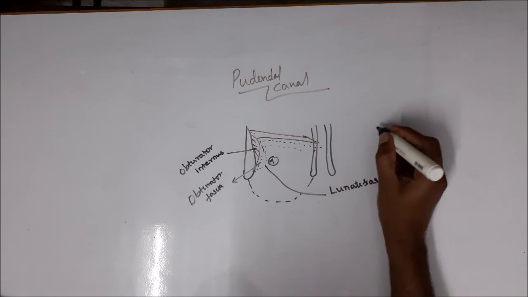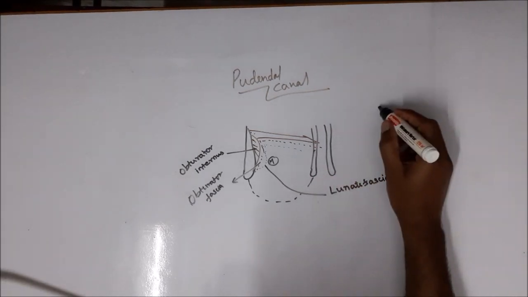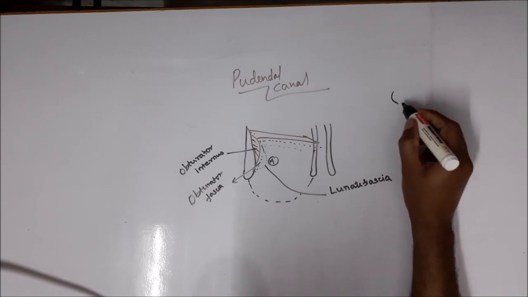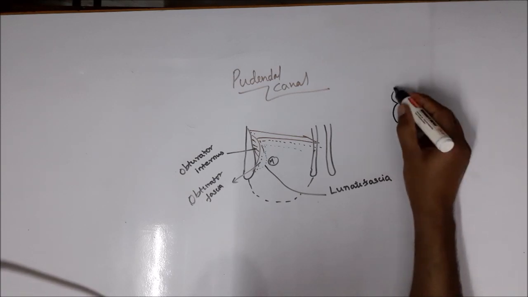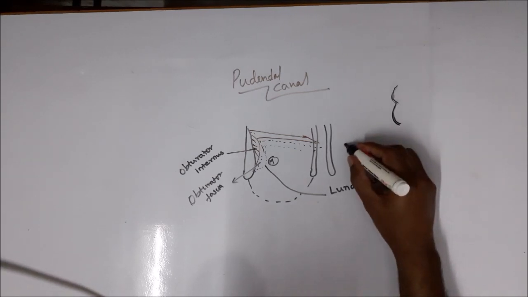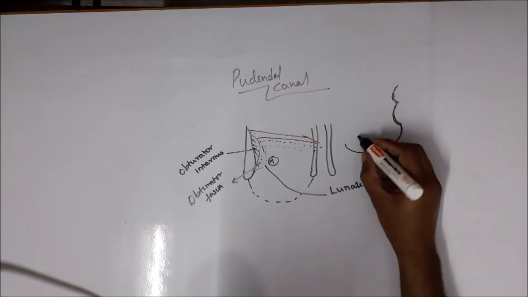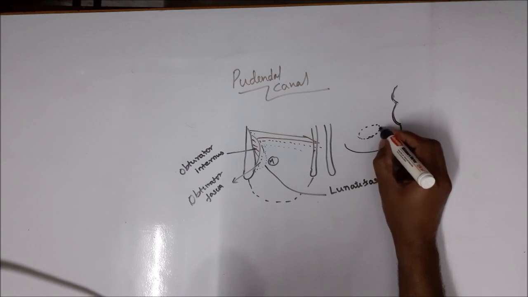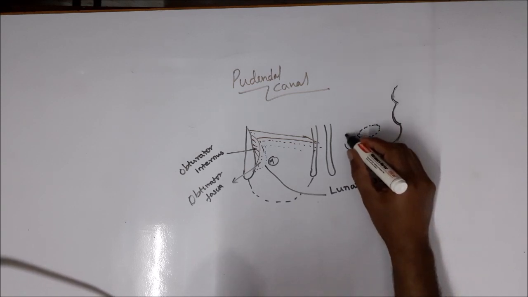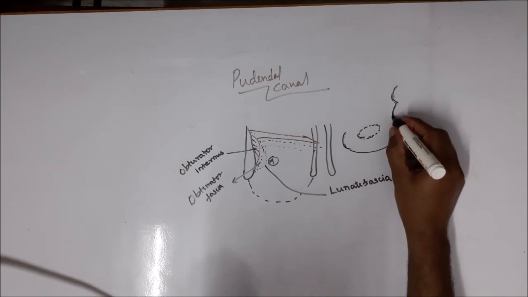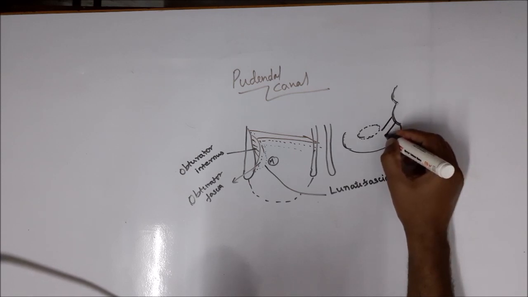So how is this pudendal canal and how is it located? If you see the ischial bone, it's having greater sciatic notch, ischial spine, and lesser sciatic notch, and this will be the ischial tuberosity. Then this will be obturator foramen. So it's starting from this lesser sciatic notch going anteriorly.